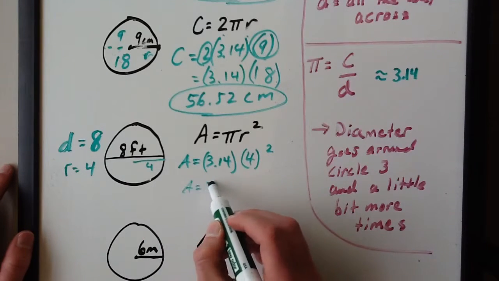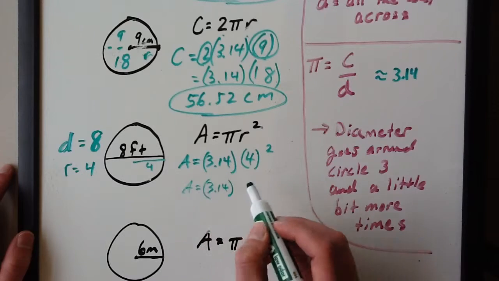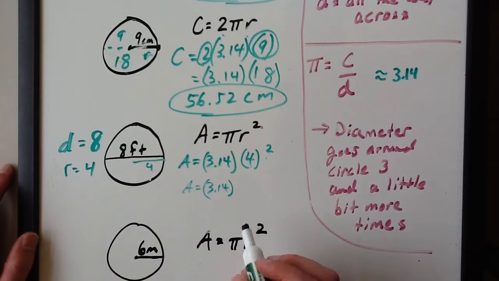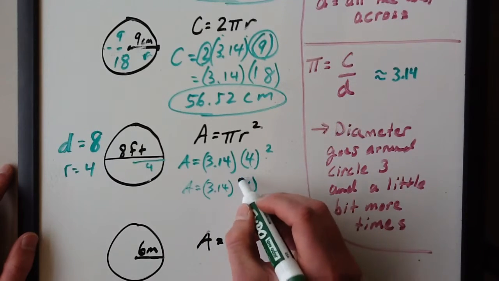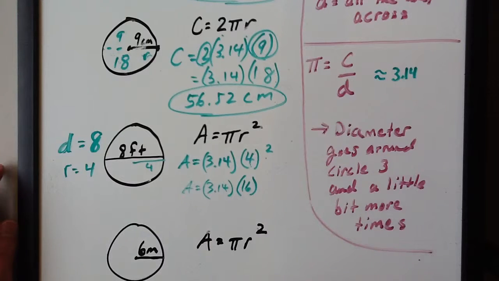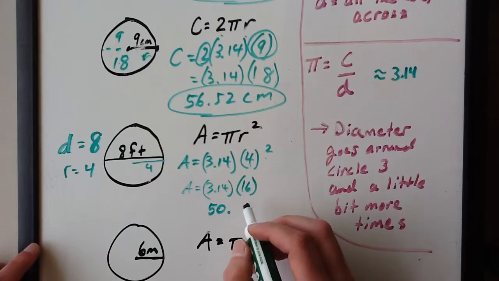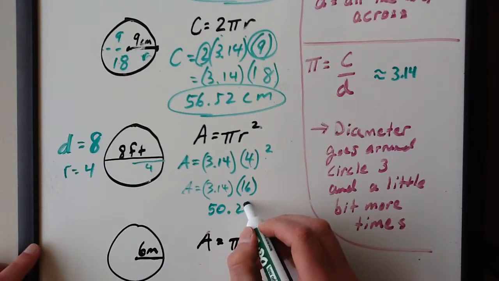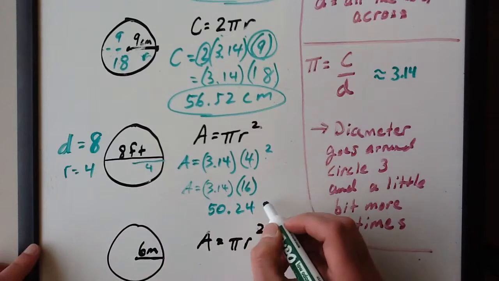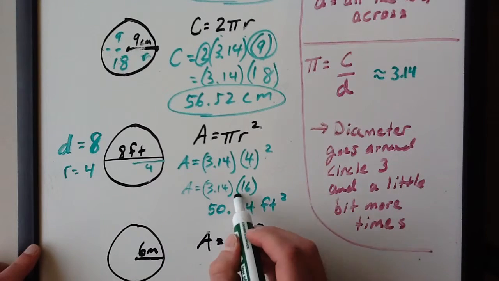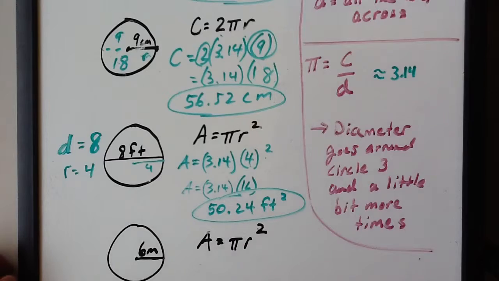So the area is equal to 3.14 times, what's 4 squared? 4 squared is 4 times 4, which is 16. What is 3.14 times 16? That is 50.24. And my units are feet, square feet, right? Because this is area. Area is in square units.